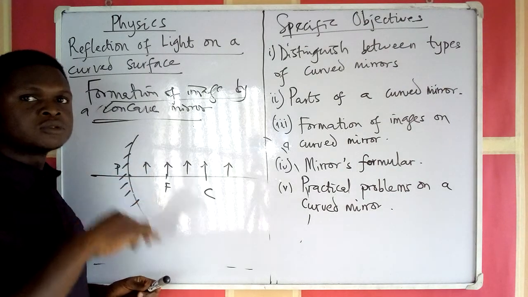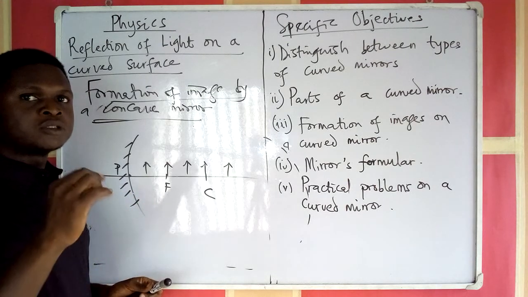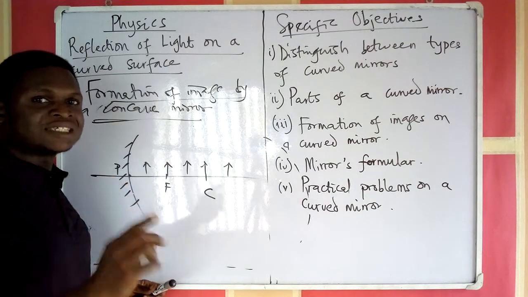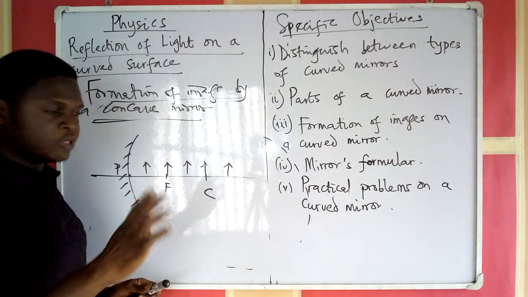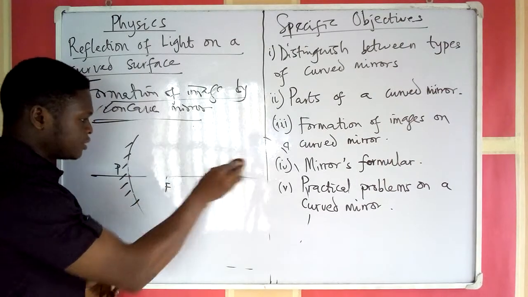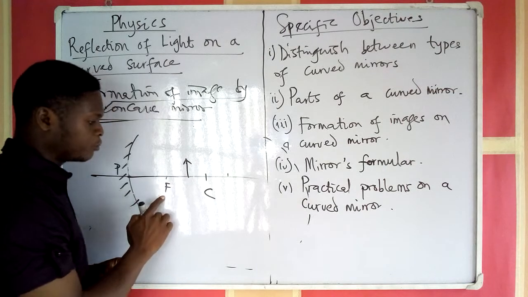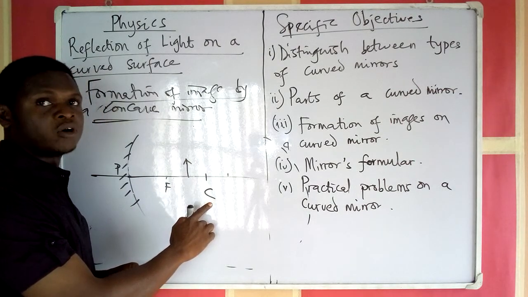So, for us to be able to know the properties of this image, we must know how to draw the ray diagram. And the ray diagram must be drawn using three different kinds of ray. But if we have only two that intersect, it is enough for us to form an image. So, quickly doing that, I'm going to consider an object between the principal focus and the center of curvature.